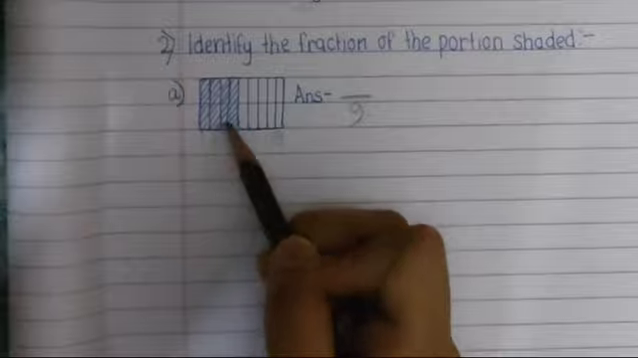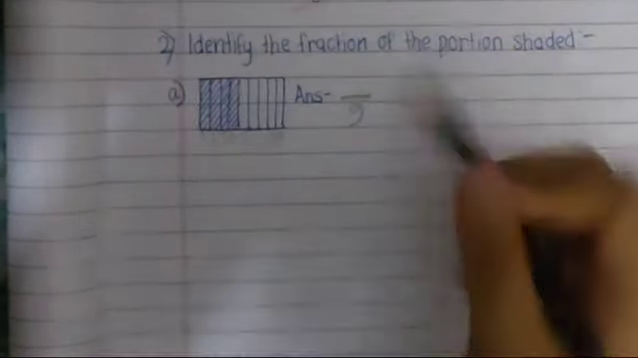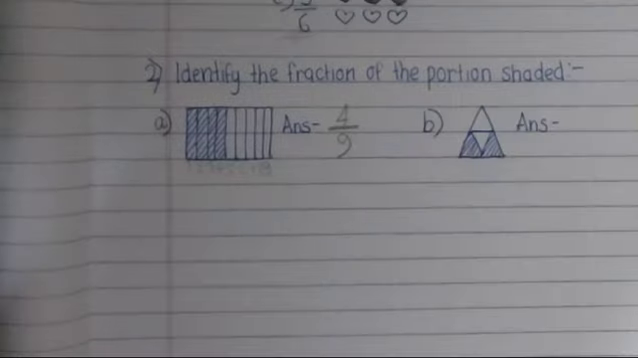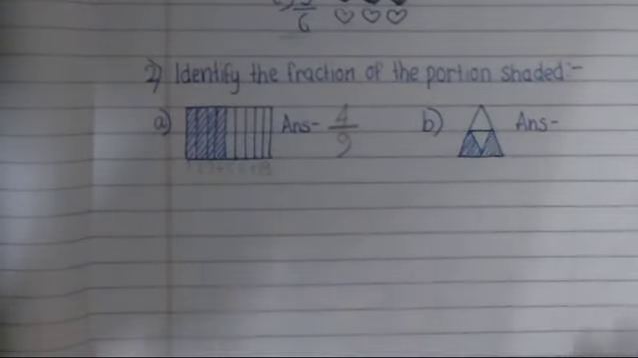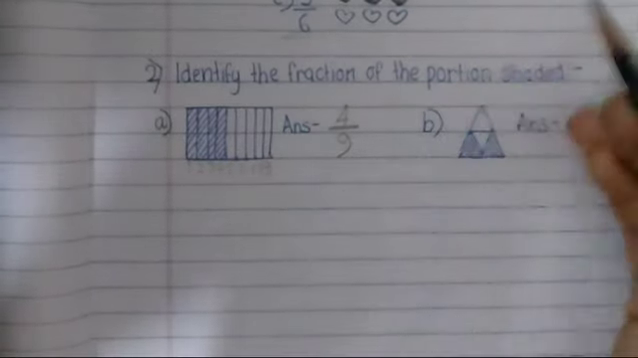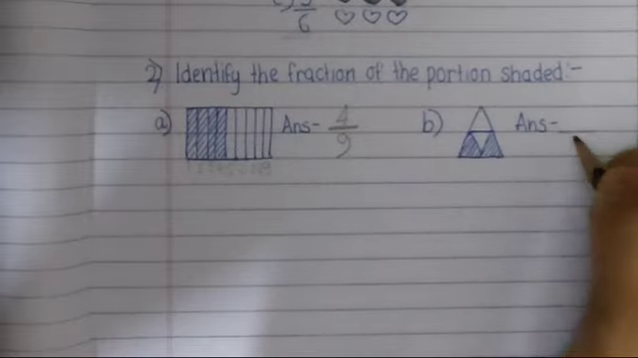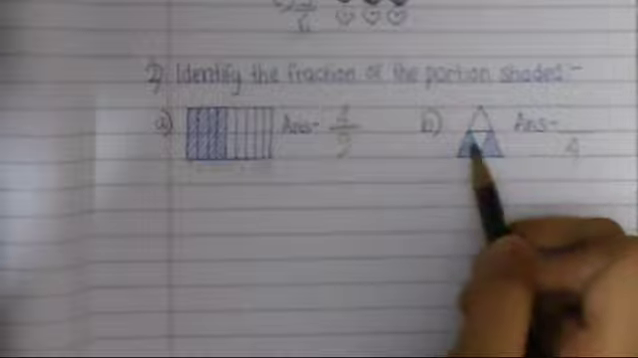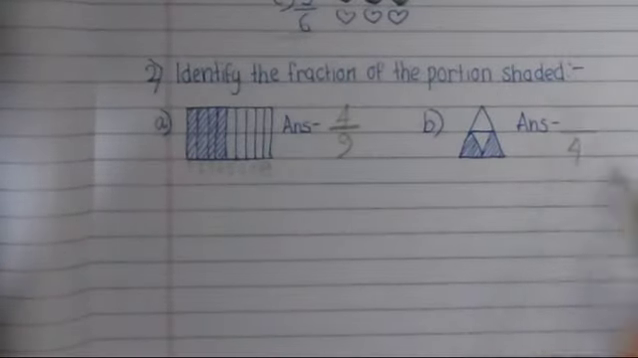Now let's count the shaded bars 1, 2, 3, 4 and so the numerator is 4 as there are 4 shaded bars. Now let's move to question number B. There is a triangle we can see. Let's count the number of parts 1, 2, 3, 4 and there are 4 parts. And so the denominator will be 4. Now let's count the shaded parts. 1 and 2, there are 2 shaded parts and so the numerator will be 2.